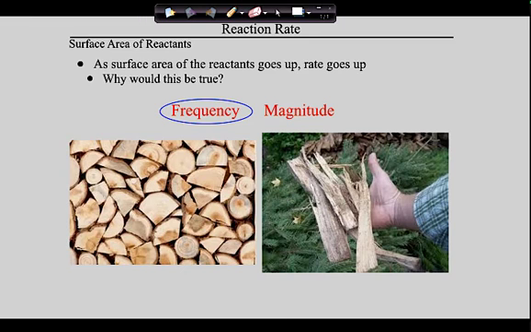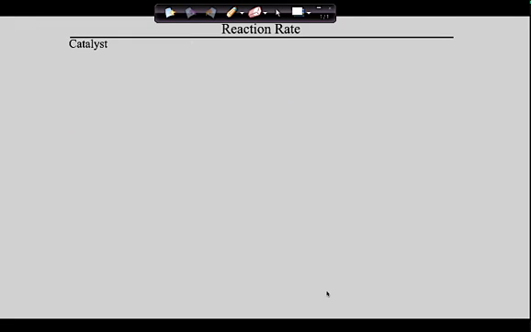You get the idea? Okay, so guys, we've got one more to go, and this is what Robert talked about. So here's what we know. If you want to make a reaction go faster, heat it up, tear it up, or put more in there. Good? One more, because this is interesting. You can add a catalyst.